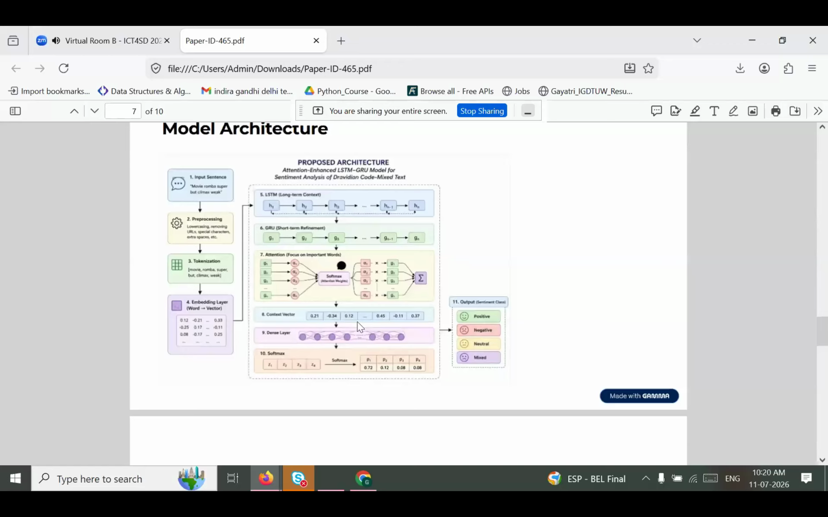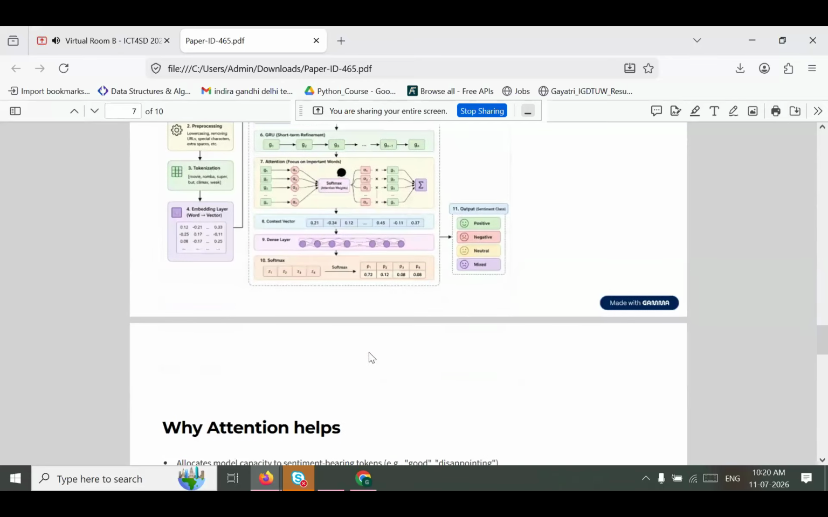The key contribution of our work is the attention mechanism. So instead of treating every word equally, the attention layer assigns higher importance to words that carry stronger sentiment. For example, in the sentence, "The movie was absolutely fantastic," the model will focus more on the word fantastic rather than focusing on other words. The weighted representation, which is also called the context vector, is then passed through a dense layer, and finally a softmax classifier predicts whether the sentiment is positive, negative, or neutral.